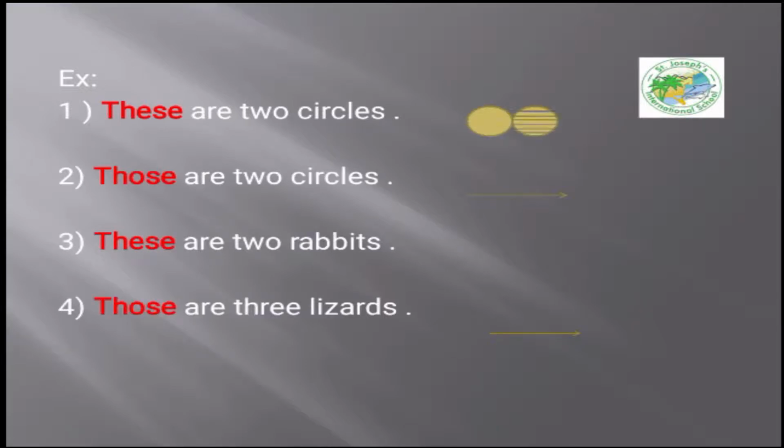Number 1, these 2 circles, are they close to the sentence or far from the sentence? They are close to the sentence. So I use these are 2 circles. Number 2, the same 2 circles, but they are far from the sentence. So I use those are 2 circles. Those are 2 circles because they are far from the sentence. Okay?